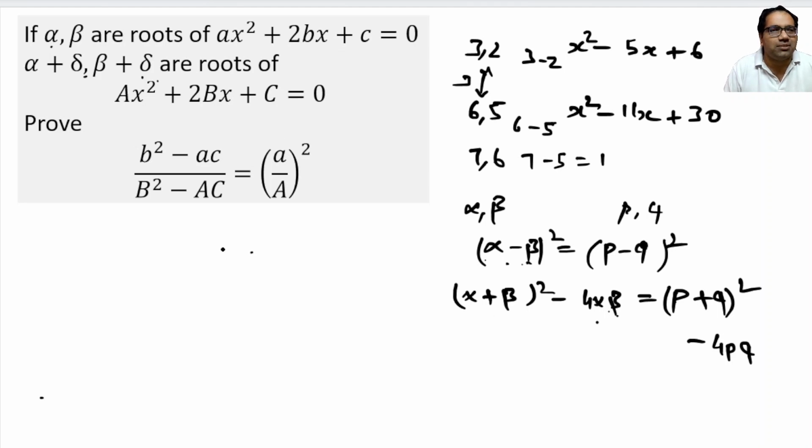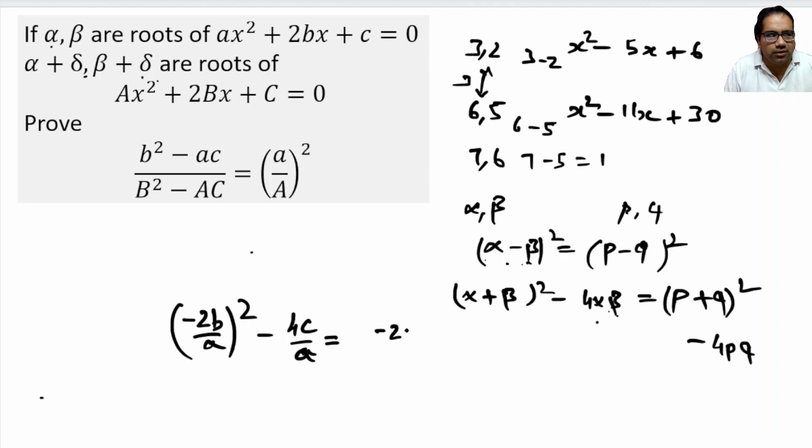What is alpha plus beta? Alpha plus beta is minus 2b by a. This squared, minus 4 alpha beta, which is 4c by a, should be equal to exactly the same: minus 2 capital B by capital A whole square minus 4 capital C by capital A. Right guys?